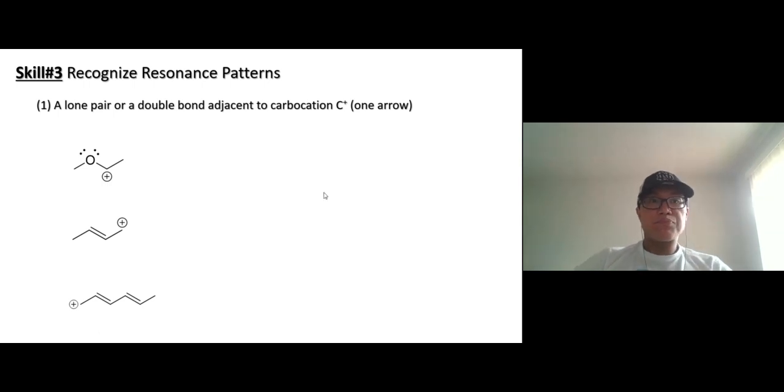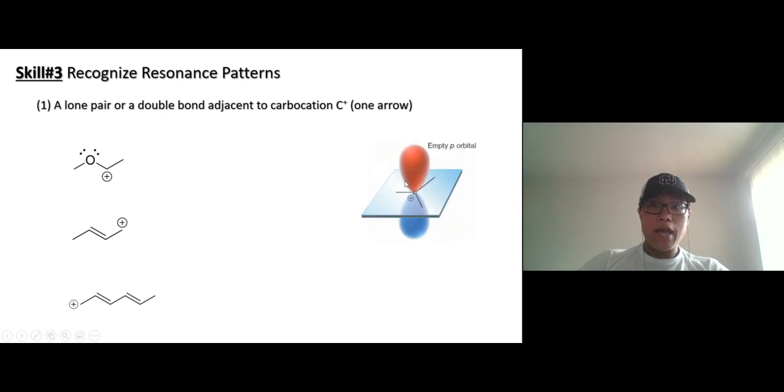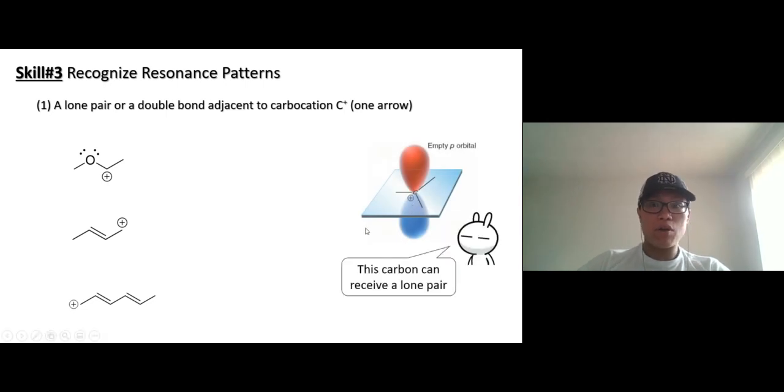The first one: if you see a lone pair or double bond, so basically electrons adjacent to a carbocation, you can draw resonance structures. Let me explain real quick. A carbocation, just to remind you, has an empty p orbital, and this empty p orbital can receive more electrons. So a lone pair next to a carbocation with an empty p orbital, you can draw the curved arrow and get another resonance structure.